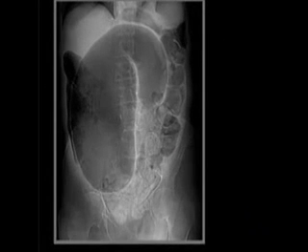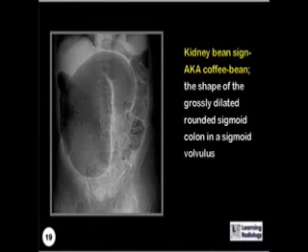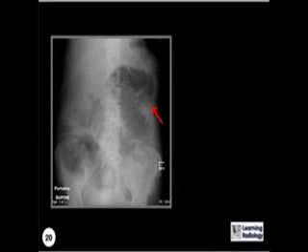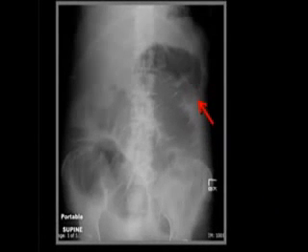What is the name of this sign? This is the kidney bean sign, also known as the coffee bean sign, which is the shape of the grossly dilated, rounded sigmoid colon in a sigmoid volvulus. What sign is this, in which there's a dilated transverse colon?